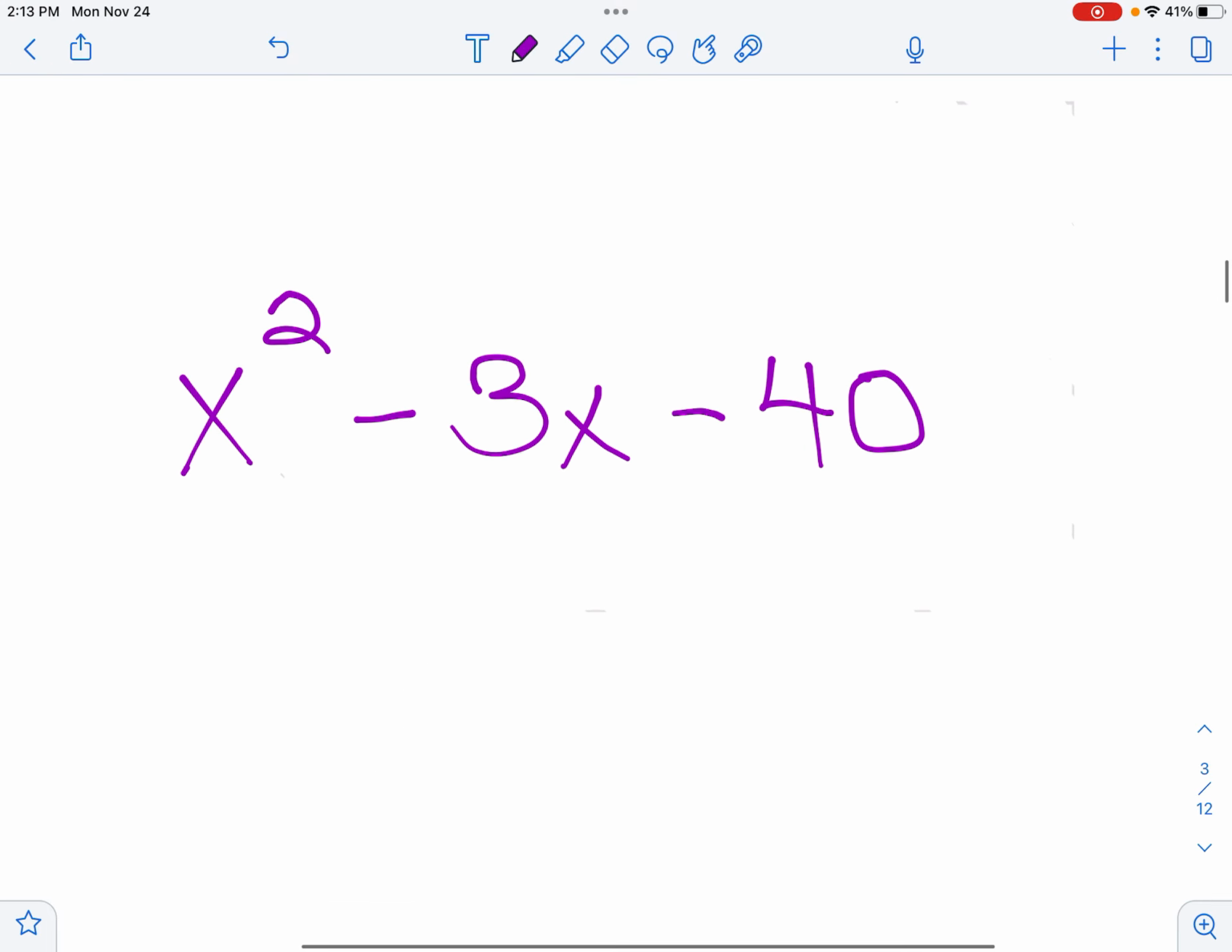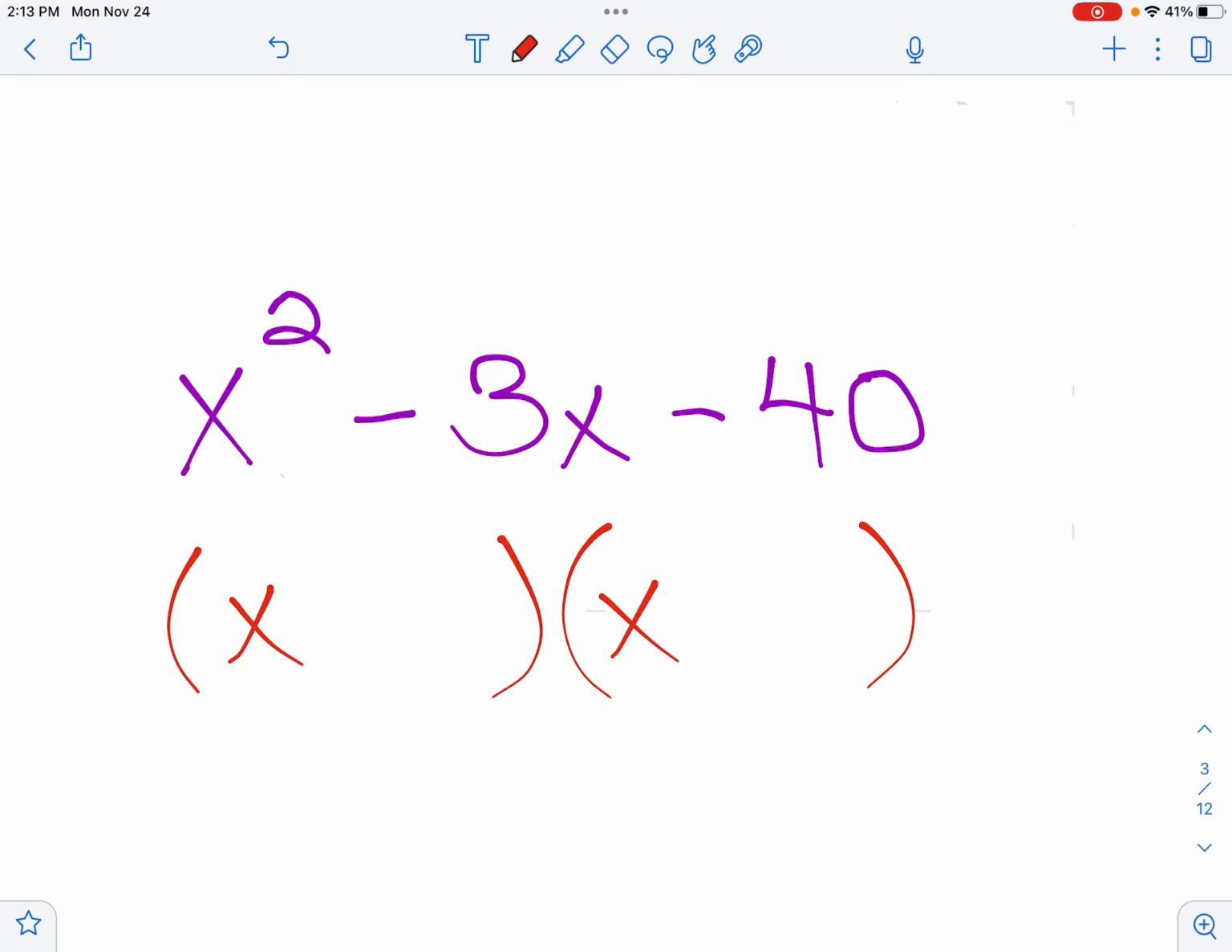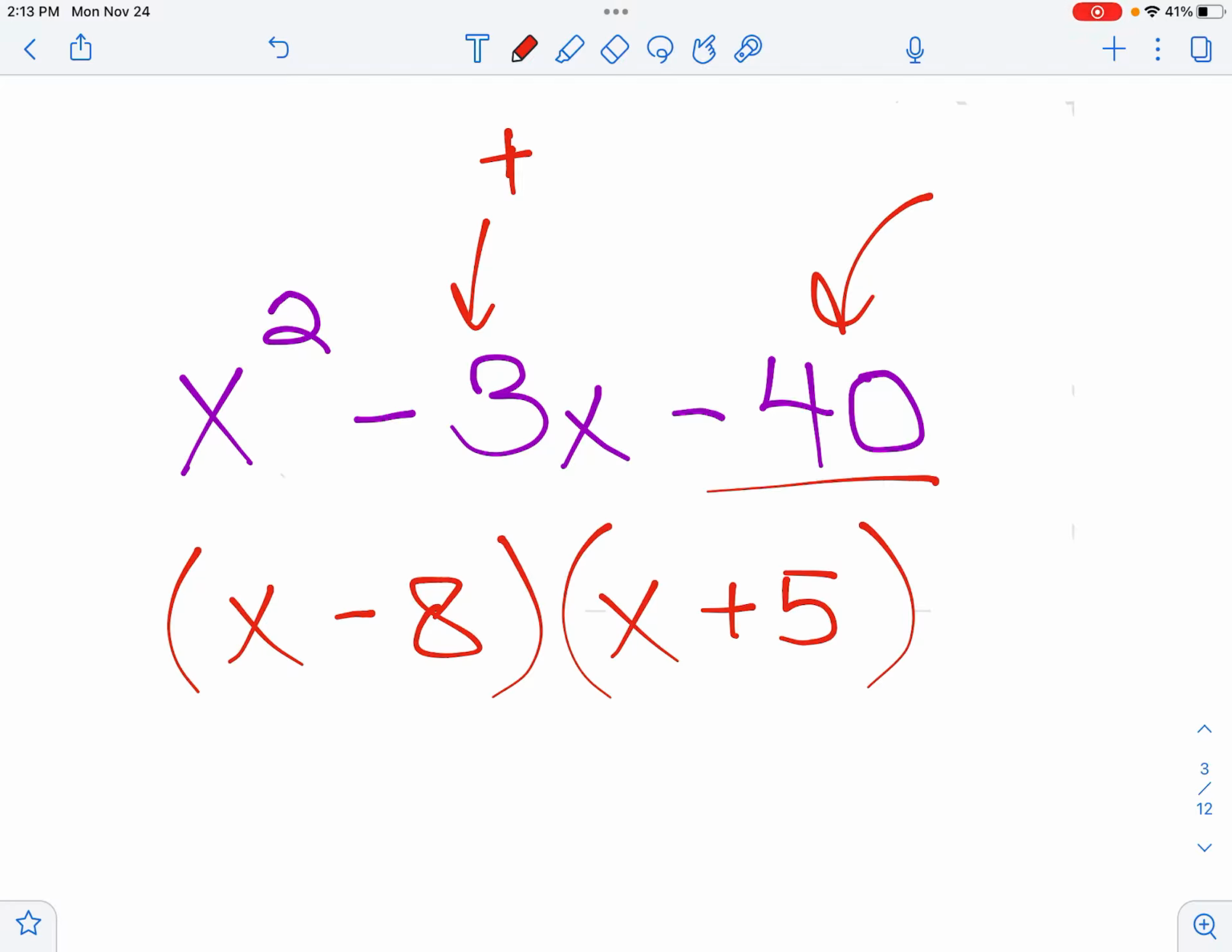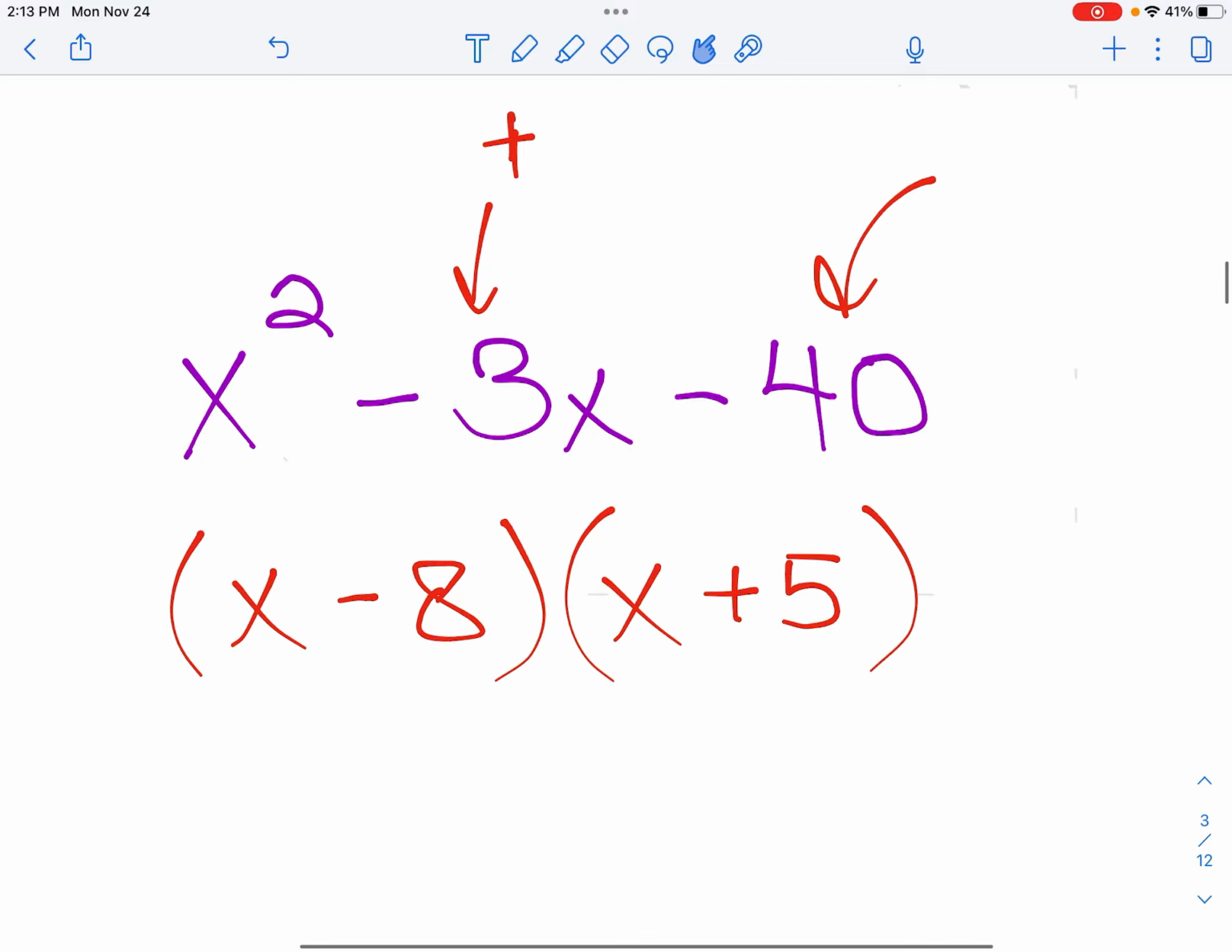And then just a quick note about factoring. When I factor a quadratic like this, I need an x here and an x here, and I'm looking for two numbers that multiply to be -40, but also add up to be -3. So in this case, that would be -8 and +5, because -8 times 5 is -40, and -8 plus 5 is -3. So just a reminder about factoring. We're going to have to use that today.